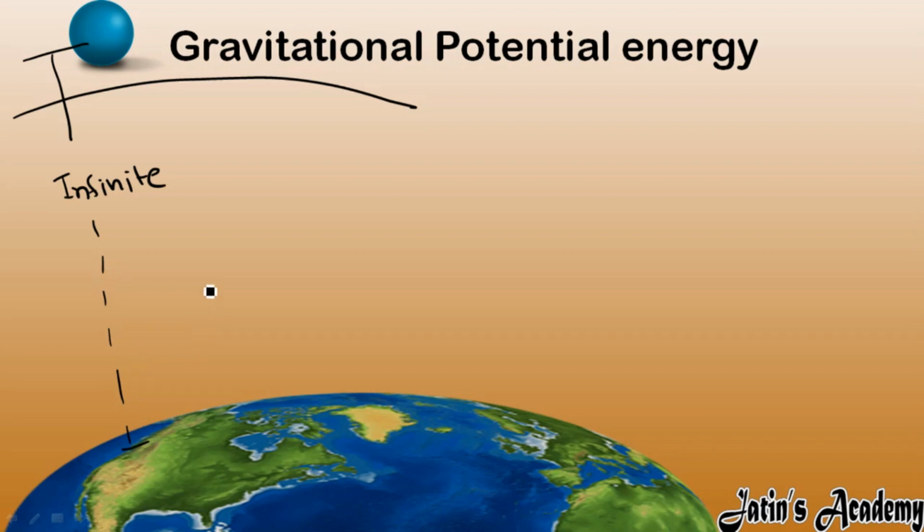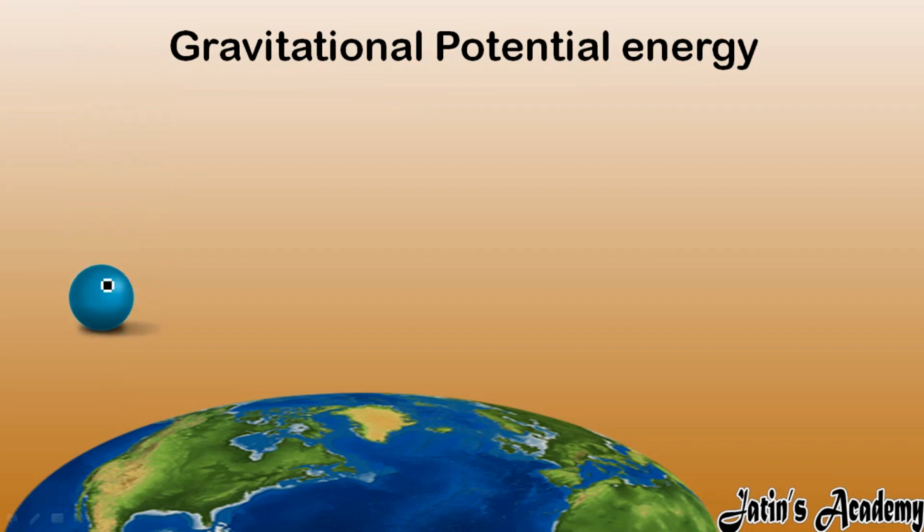Now the work done by the earth in bringing a body from infinity to any point is called work done by earth. This is also called gravitational potential energy. Okay, when the body is moving upward, then gravitational potential energy will increase. When it is moving downward, then gravitational potential energy will decrease.